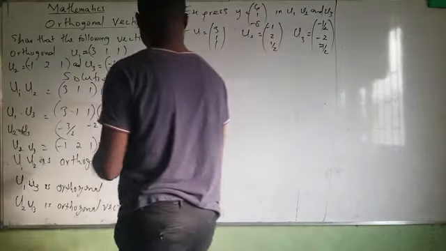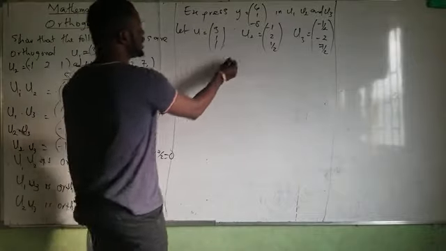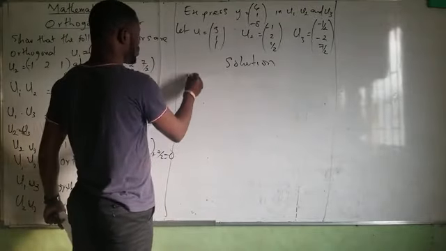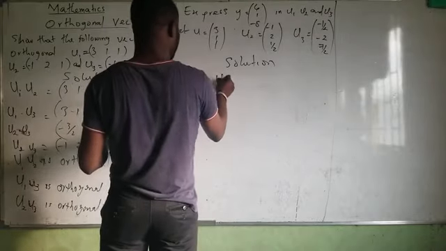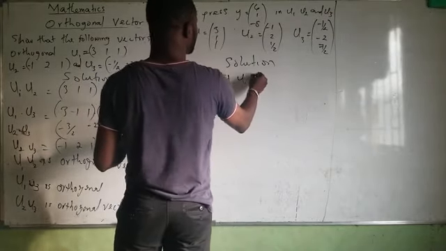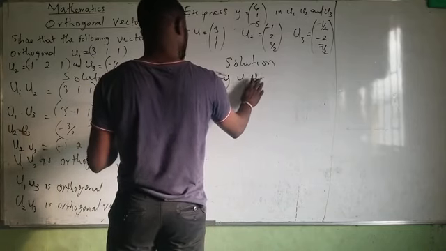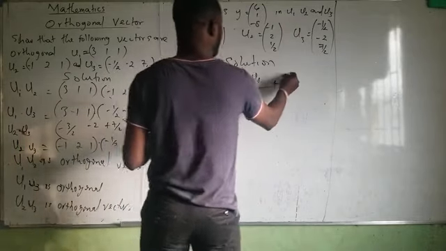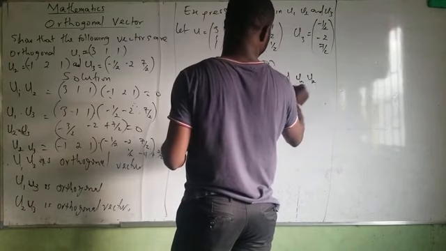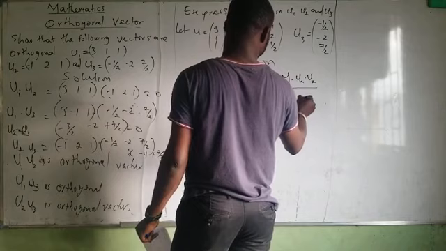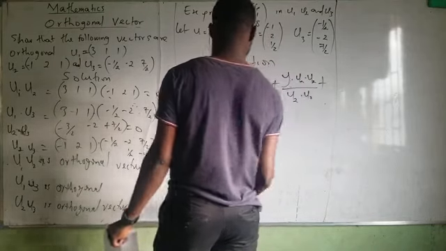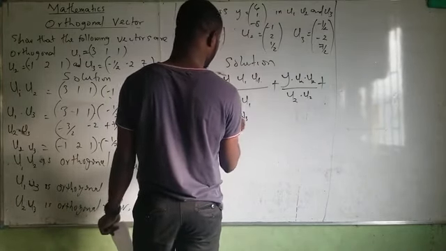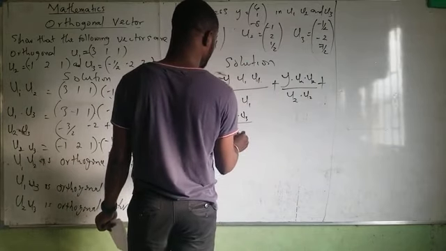Now, for you to solve this, what you just need to do is go this way: y can be equal to (y dot u1) divided by (u1 dot u1) times u1, plus (y dot u2) divided by (u2 dot u2) times u2, plus (y dot u3) divided by (u3 dot u3) times u3.